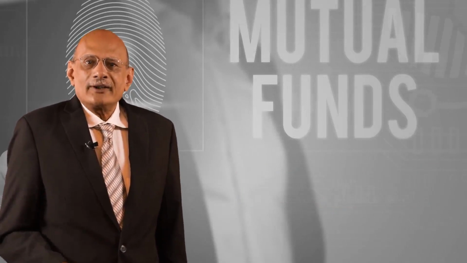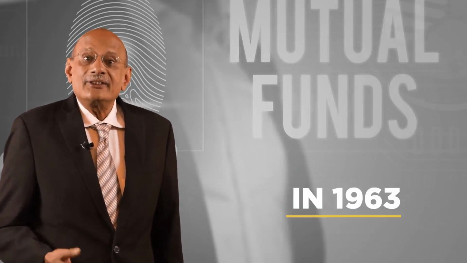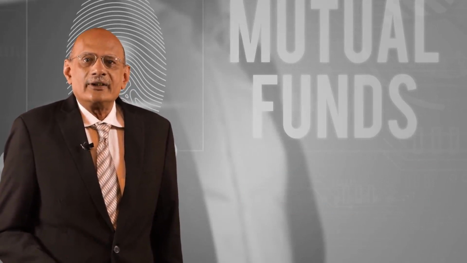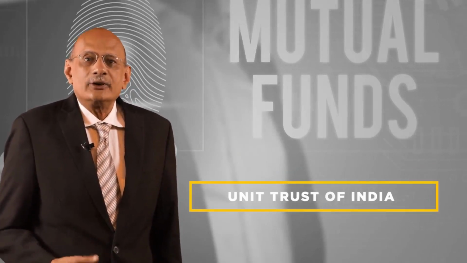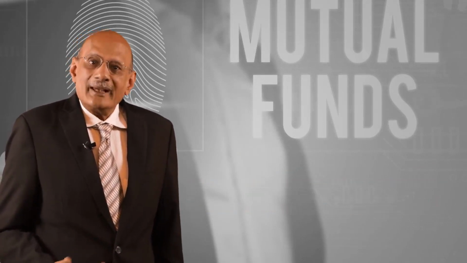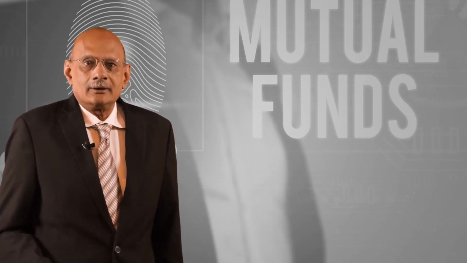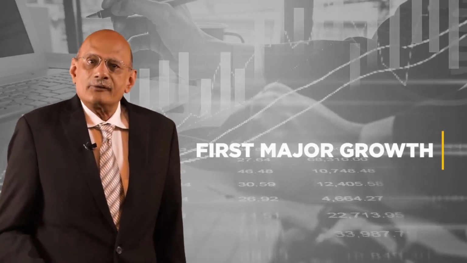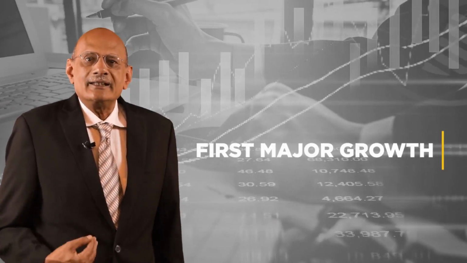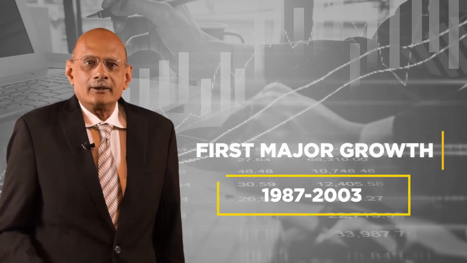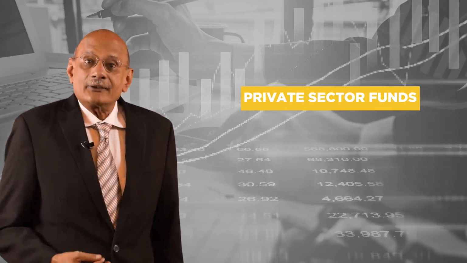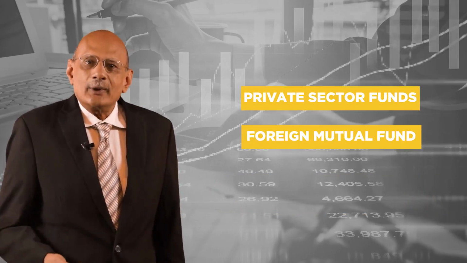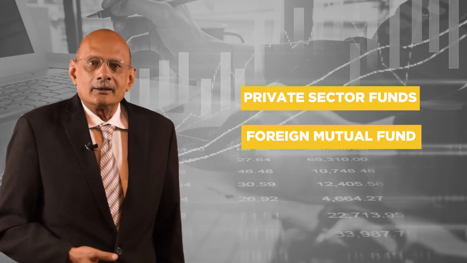Let's look next at the background in India. Mutual funds began in this country in 1963 with the formation of the Unit Trust of India, UTI, which launched its maiden scheme the following year. Subsequently, the first major growth phase in the mutual fund industry occurred during the 1987 to 2003 period, when the first private sector funds as well as foreign mutual funds began to enter the Indian market.